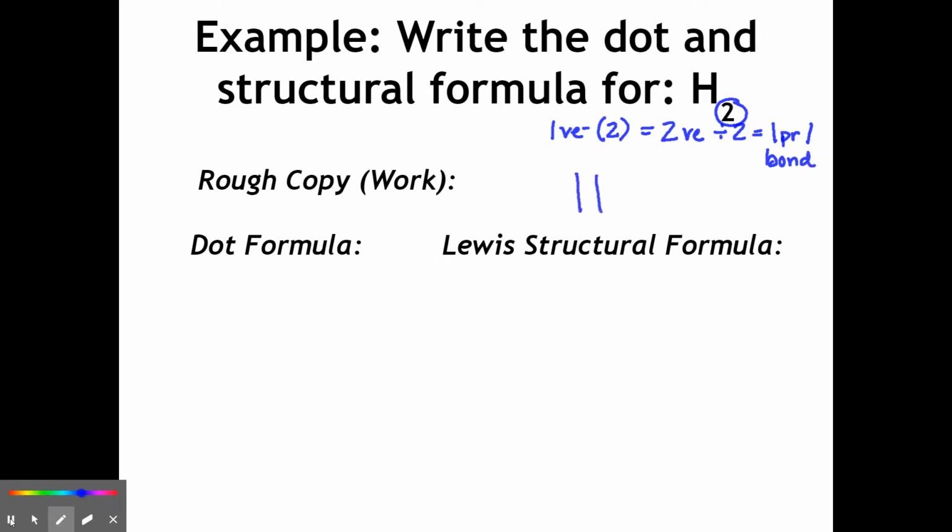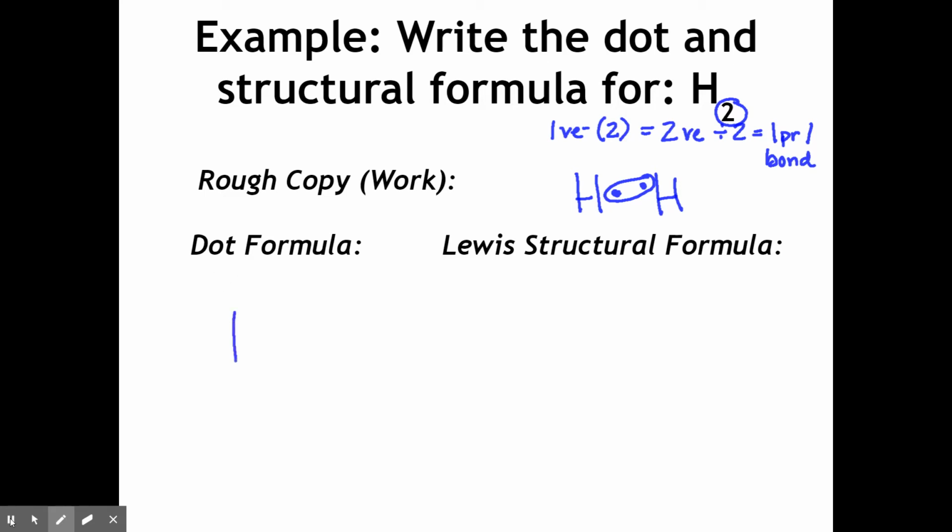So I will draw my H with its one valence electron, and there are two of them, so I have my other H with my other valence electron. What happens in covalent bonding is we circle them because these two hydrogens are both going to voluntarily share each of those electrons so that it acts like each has two when really they're just sharing two.